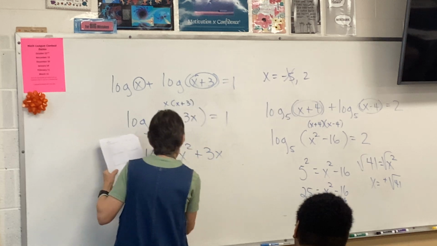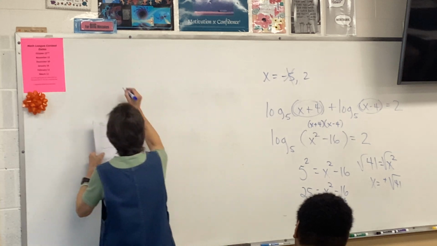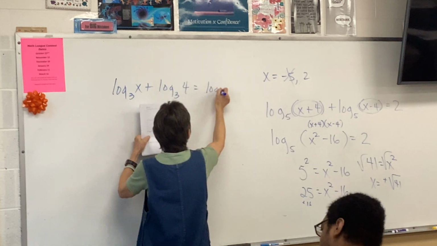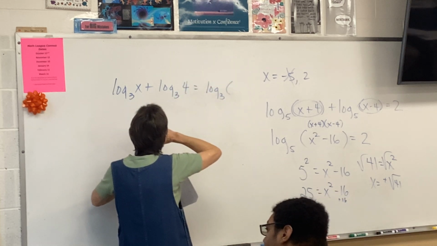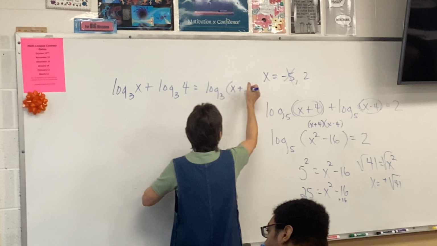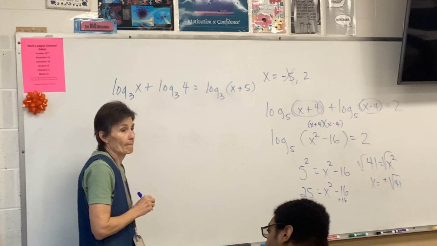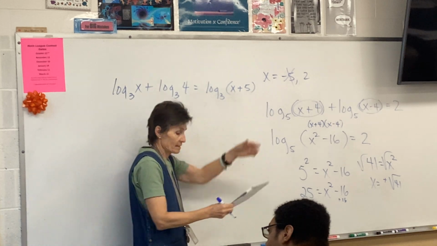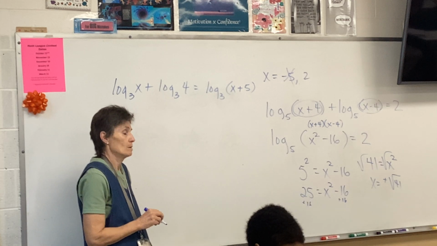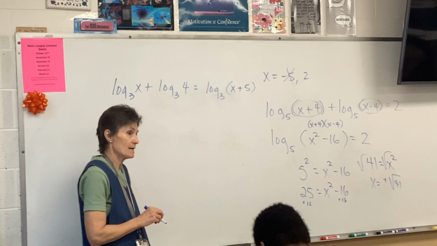My F got cut off, so I'm just gonna make something up there. I don't know what's supposed to be over there. I got the log base 3 of x plus the log base 3 of 4 equal to the log base 3 of, I'll say, x plus 5, I don't know. Okay, I just made that up because I can't tell what it is. All right? Wow. This one looks different. But the rules are still the same.